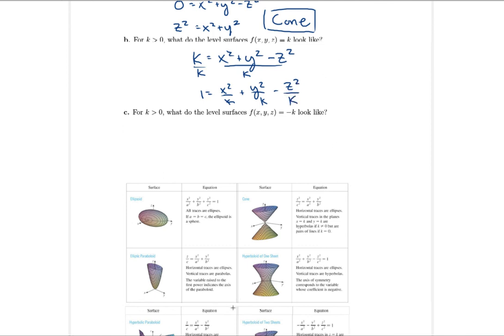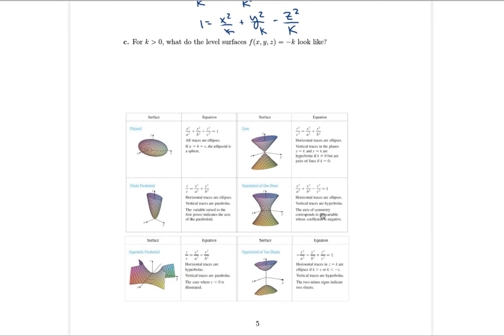Well, if I move down here a little further, that's going to be this thing here where we have a hyperboloid of one sheet. So that's what happens when you have x squared and y squared being positive and the z squared being negative. So we'll write that out. This is a hyperboloid of one sheet.